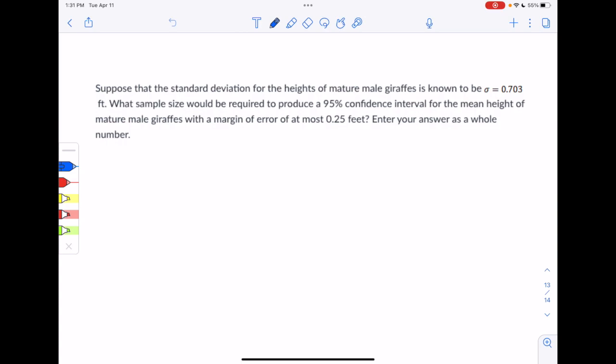All right, so first, in the interest of giving help rather than answers, we're going to change a couple things. Instead of 95%, we're going to change that to 99%. And the other change is instead of a margin of error of 0.25 feet, we're going to make that 0.20 feet. Other than that, we'll be doing the same work, just with some different numbers.